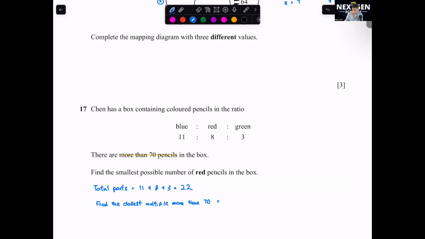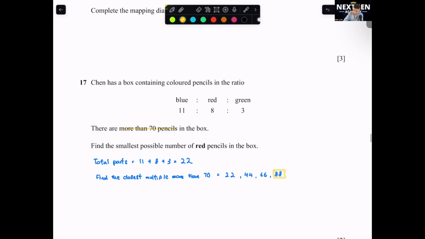We can take 22 times 1, 22 times 2, 22 times 3, 22 times 4. So you get 22, 44, 66, then 88. So 88 will be your closest multiple that's more than 70. Let's take 88 as our total number of pencils, because 88 can be divided nicely into the ratio.